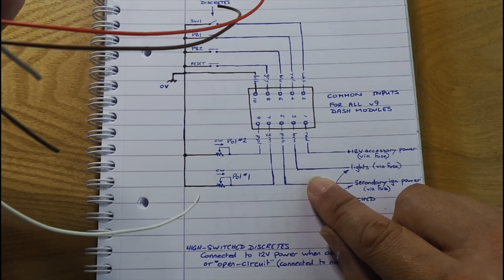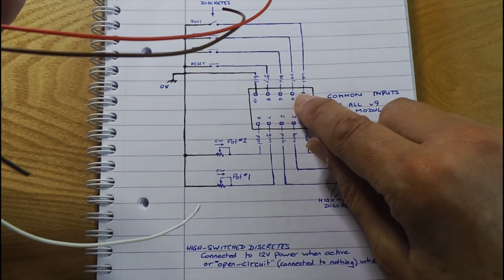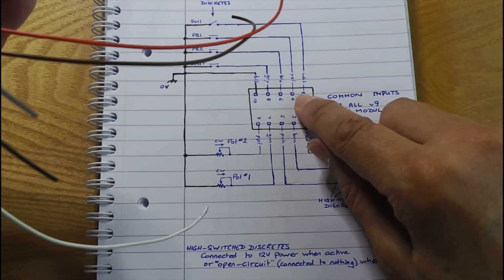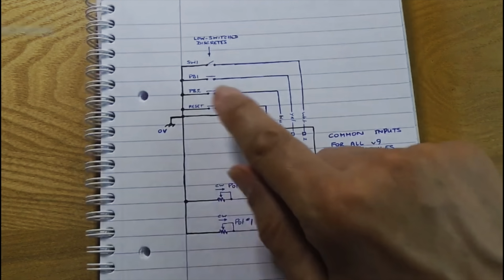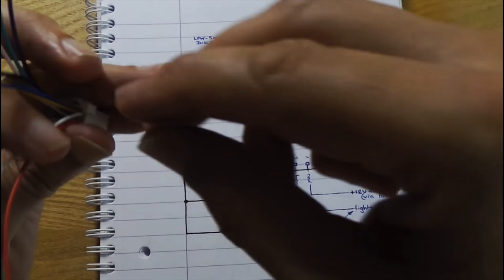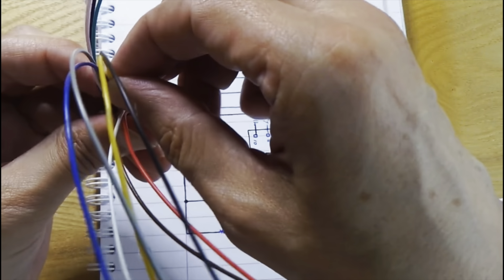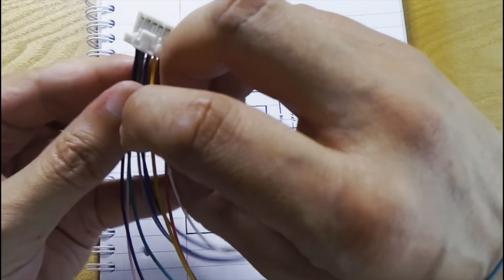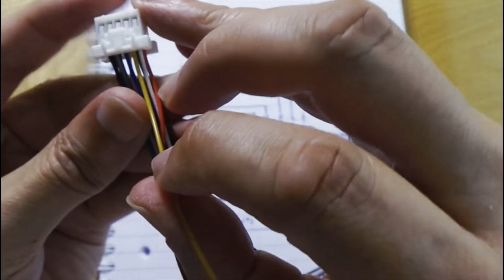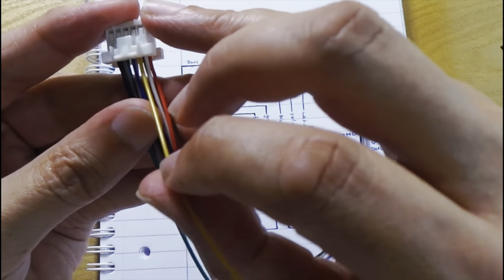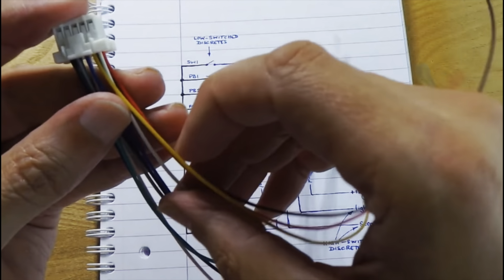Pin 4 is another ground switched input, and that is to connect to a push button, and that one is on a yellow wire. So that's this one right here on the top row, second in from the right. That's push button number 1.